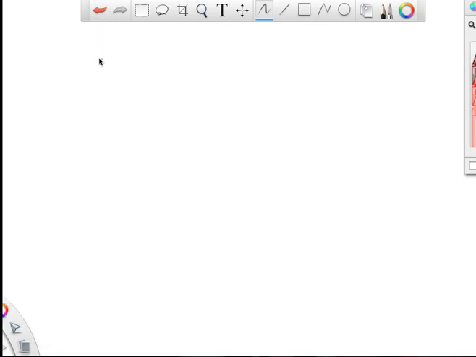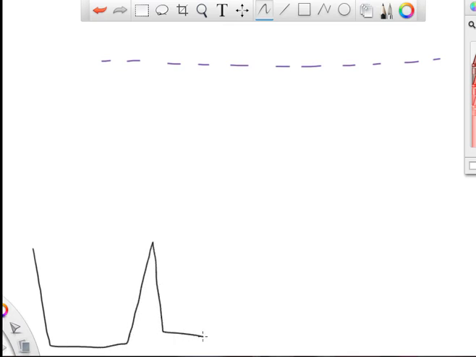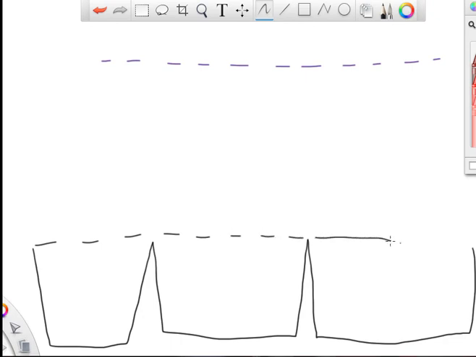So this is the midway line, and you have 3 flaps that you need to open down at the bottom. Okay, this is the fold line for the 3 flaps.